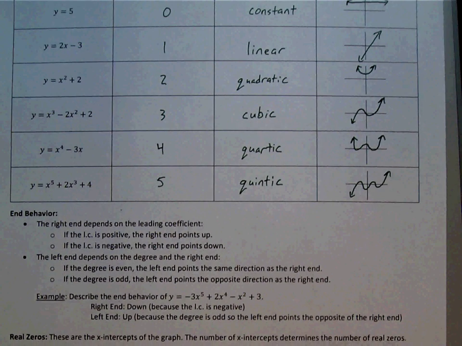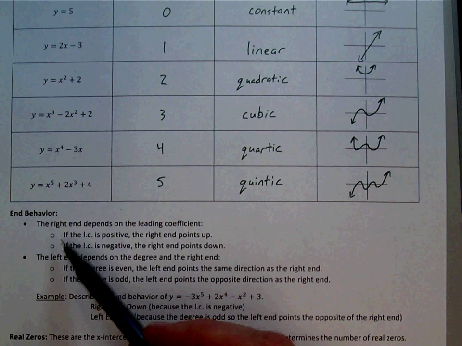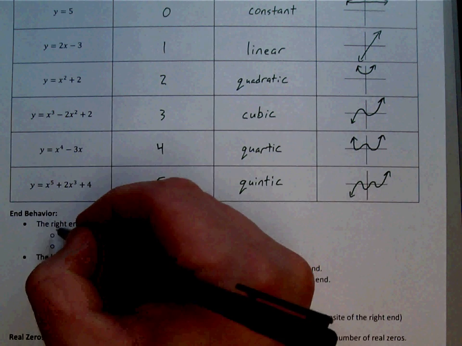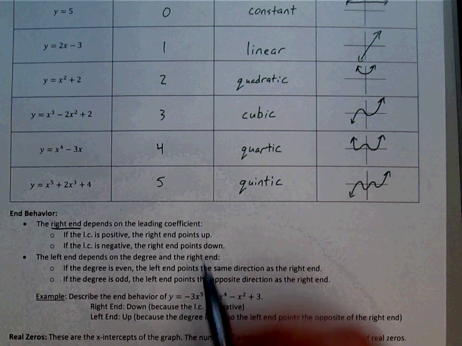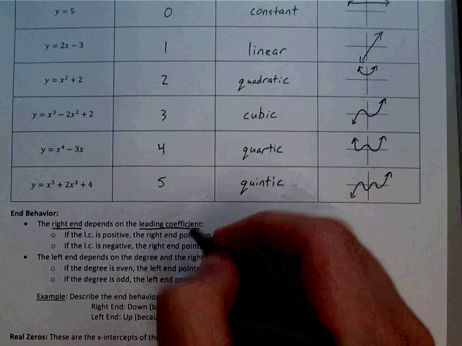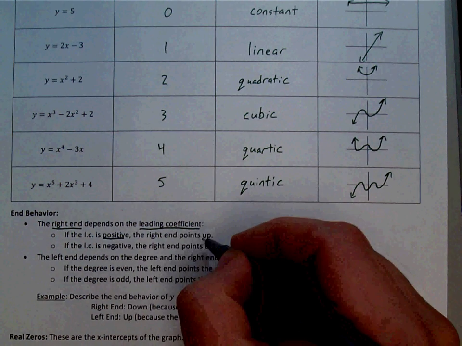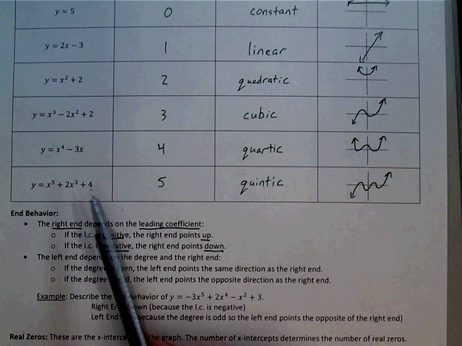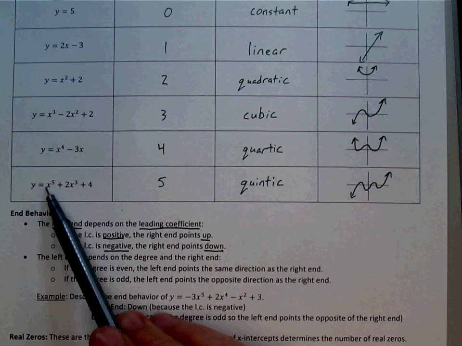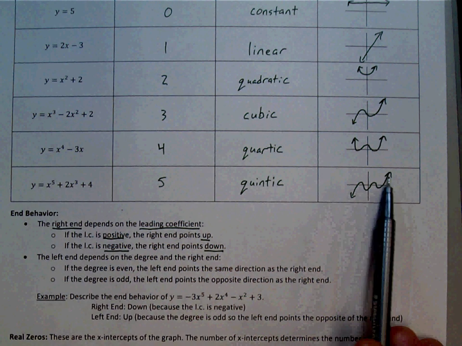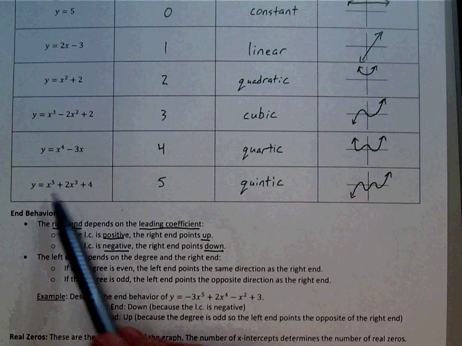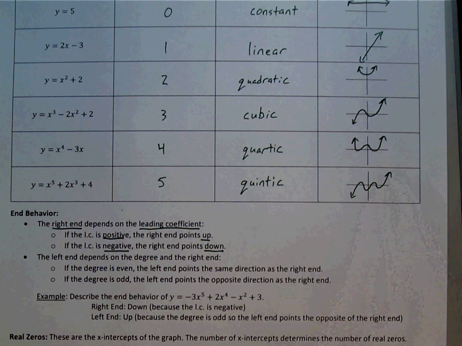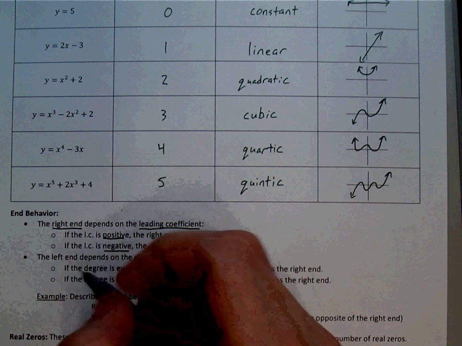What we want to talk about now is end behavior. So the end behavior is how the ends behave, like the right side, the left side, whether they're pointing up or pointing down. So the right end is dependent upon the leading coefficient. If the leading coefficient is positive, it points up. If the leading coefficient is negative, it points down. So if we look at this last one, the leading coefficient there is a 1. 1 is positive, so the right end should be pointing up. And it was. I just happened to make up a picture. It's not really the graph of that, but we would know the right side would be pointing up like that. If it was negative, it would point down.